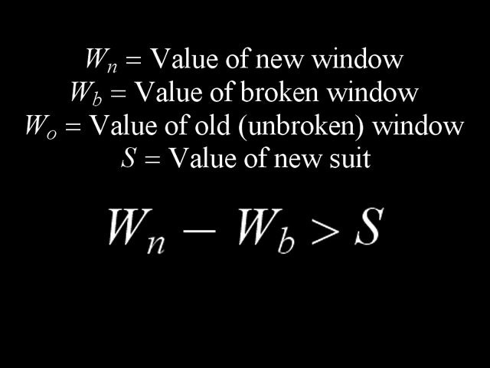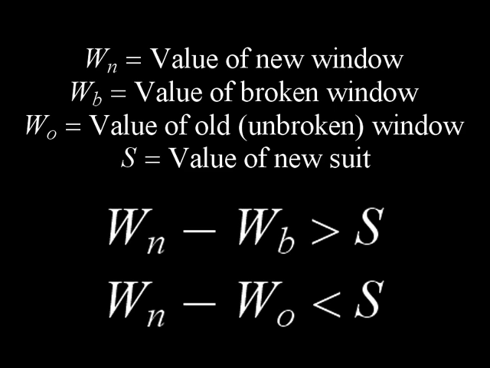The broken window might actually have a negative value because it lets in flies and messes with the air conditioning and everything. So that's not a good thing. So he wants his window fixed. That's how the crowd's thinking. But what they're not doing is considering the value of the new window versus the value of the old but unbroken window. If we do that, we see that the value of the new window minus the value of the old but unbroken window is less than the value of the new suit.